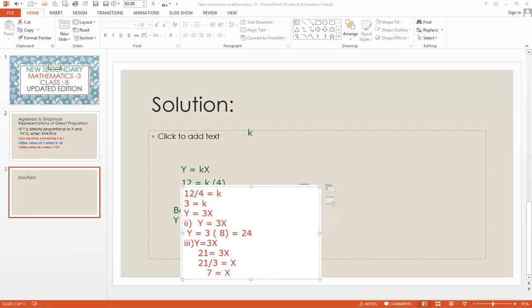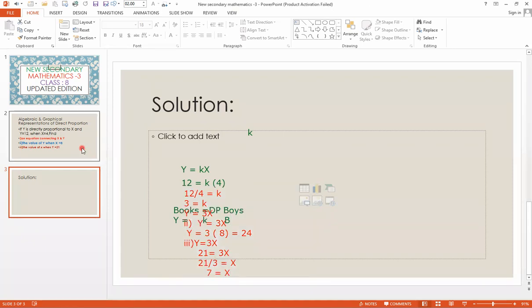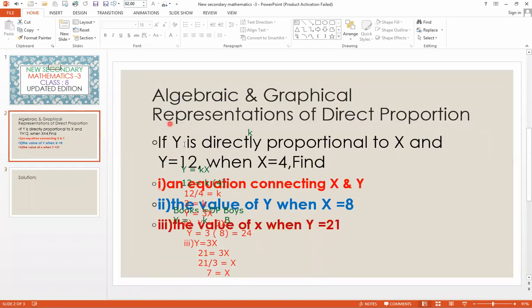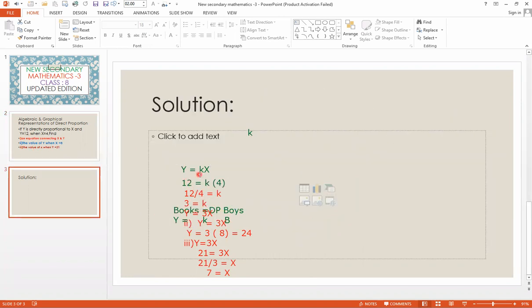Now, is it clear? We have to find both of these two values. Again, we come to the question. Look here. According to this question, they are saying y is directly proportional to x, and then they gave you the initial value of y, that is 12, and x is equal to 4. First, you have to find an equation connecting x and y. Here the equation is y is equal to kx. By putting the value of y and the value of x, you will get the value of k, that is equal to 3.